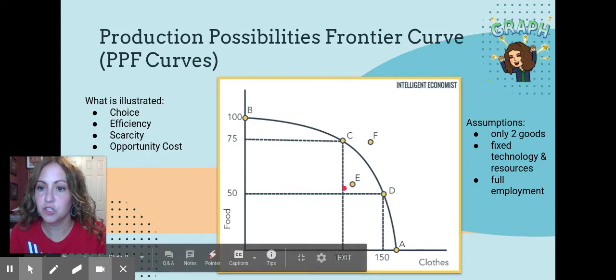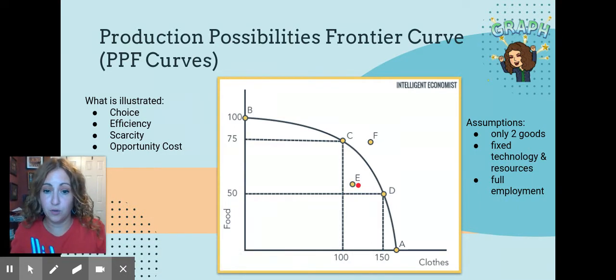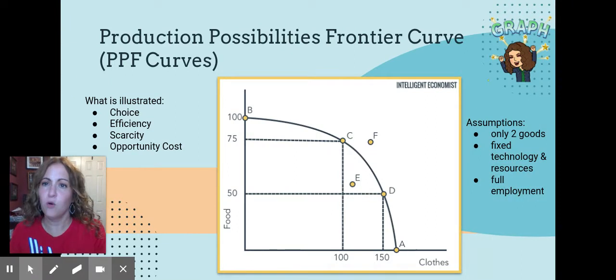This graph also shows efficiency, whether you're being efficient with your resources. Like, look at point E. Point E, you're inside the curve. You're making a little over 50 food units and a little over 100 clothes units, but you have all these resources that you're not using. If you're at a point inside the curve, you could make more with the resources that you have, but you're choosing not to. So you're being inefficient. So points inside the curve are inefficient. Points on the curve are efficient. What about points outside the curve?